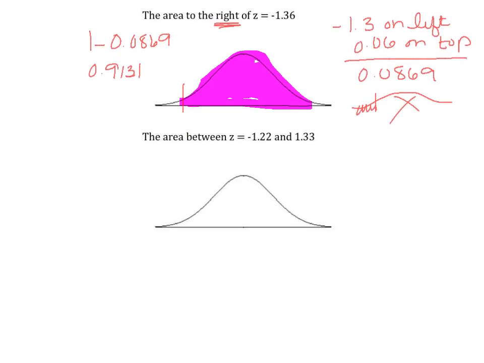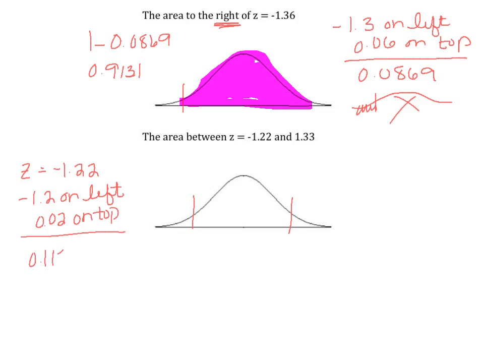One more of in between. Find the area in between the z-score of negative 1.22 and 1.33. So we want to find the area in between these two lines. So let's start with the z-score of negative 1.22. So we want to look for negative 1.2 on our left column, and 0.02 on top. And you'll see that they meet at 0.1112. So we're going to draw a little sketch. This part is shaded since it's already shaded to the left.